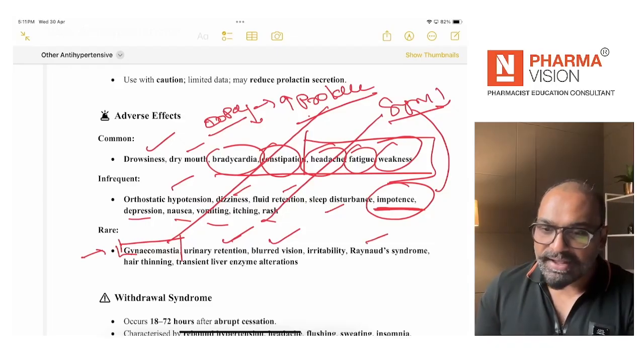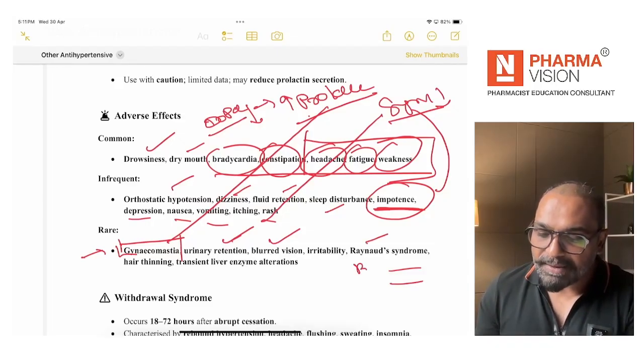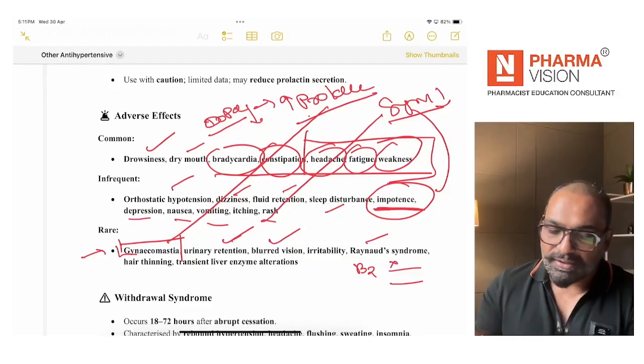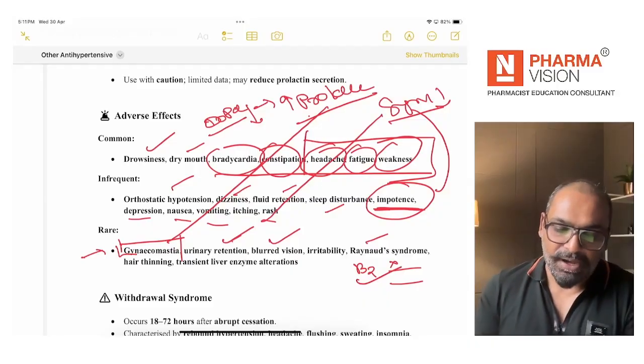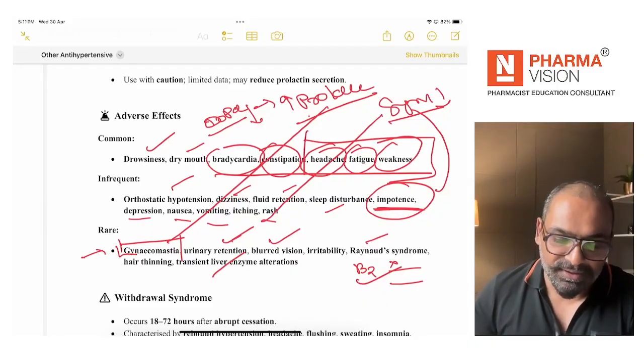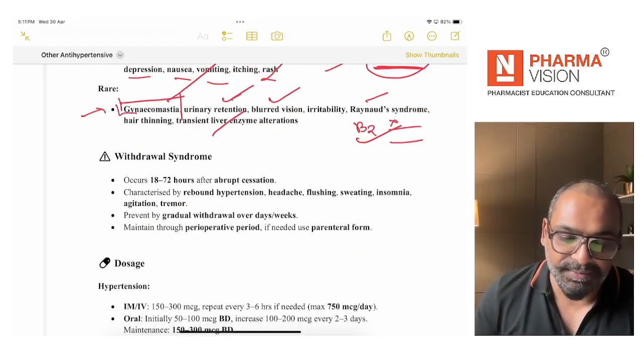Raynaud condition I already explained, because the beta 2 receptor mediated vasodilation is impaired, and for that reason Raynaud condition can cause problems. Okay, liver and all of the other side effects are pretty self-explanatory.